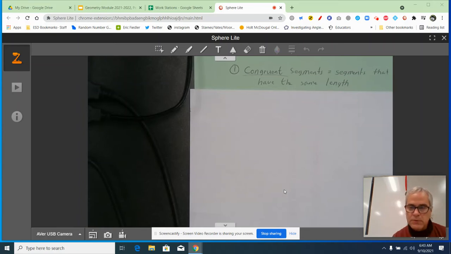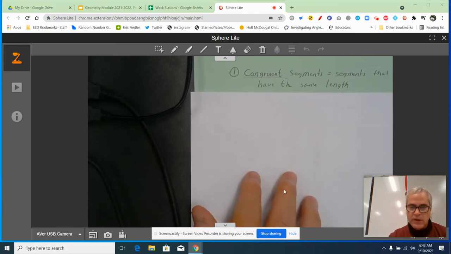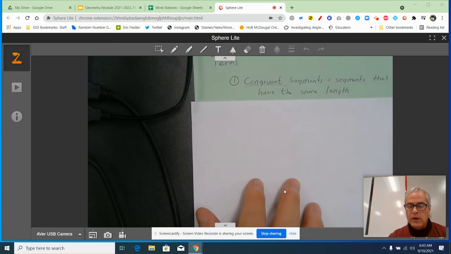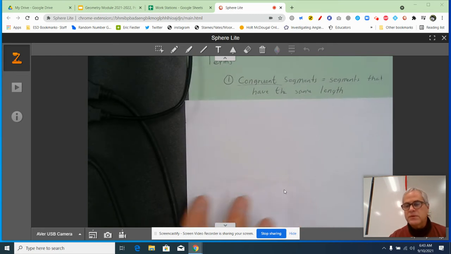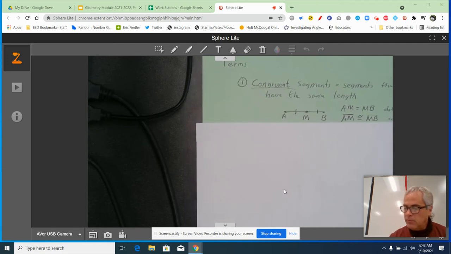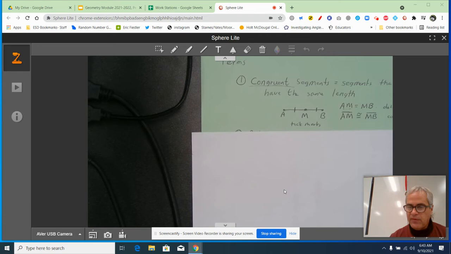Geometry. Some terms that I want you guys to understand in this video. The first one is called congruent segments, and congruent segments are segments that have the same length. Okay, and the word is congruent. I drew a picture here, and there's lots of stuff on it.